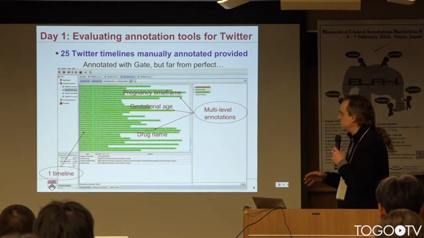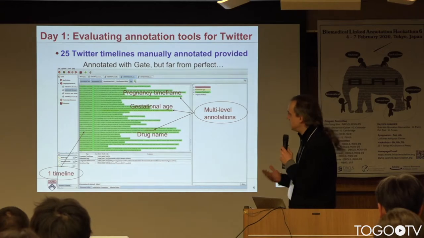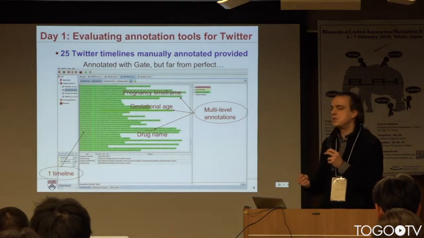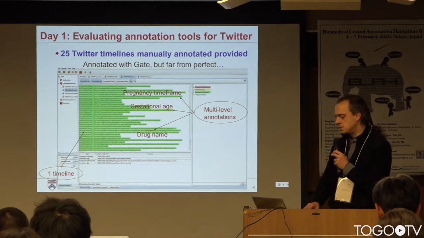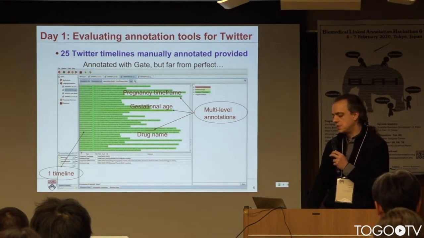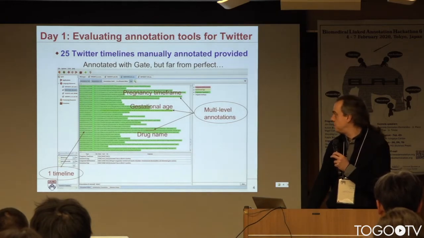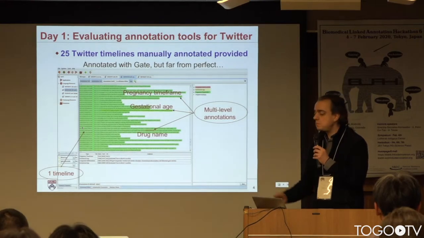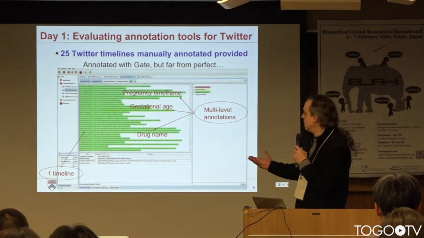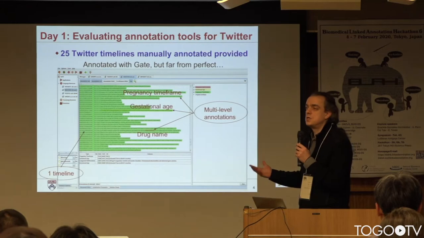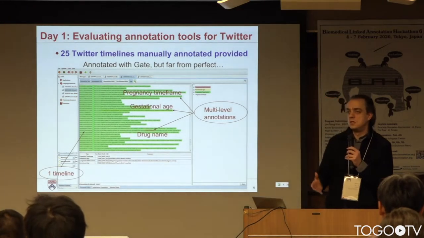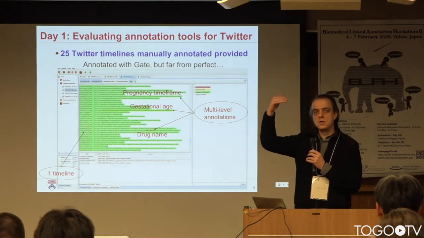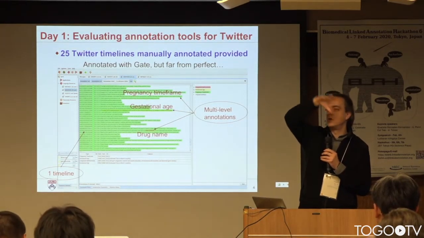So during the first day, I come with data. I come here with 20 timelines that we have annotated in the lab. For those who are not very familiar, a timeline is just the list of tweets that has been published by a person during a certain period of time. These timelines have to be annotated, and the annotation can be at different levels. It can be the phrase level, the tweet level, the sequence of tweets level, the user level, or the network of users level.